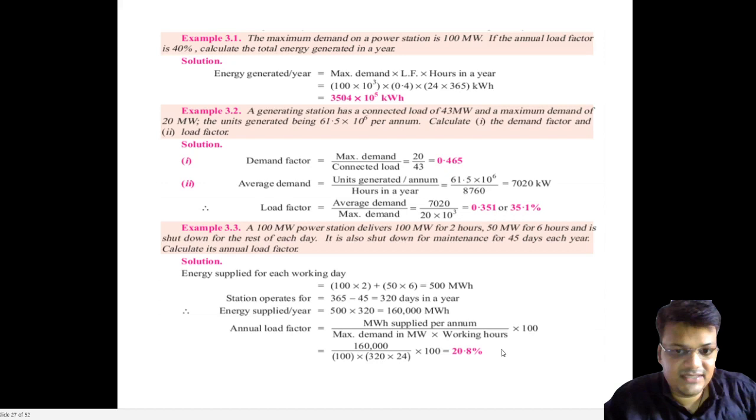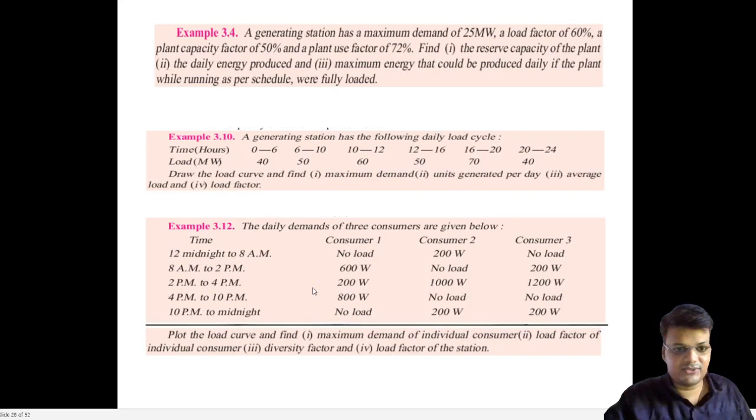Now solve all these three questions. These are very easy questions. First you have to draw the load curve. After that you will get the answers one by one. Very easy questions.